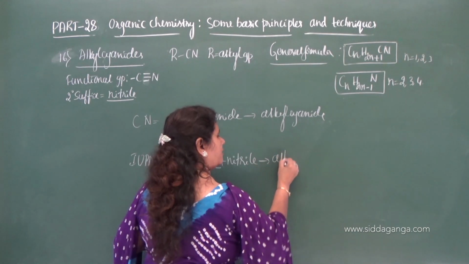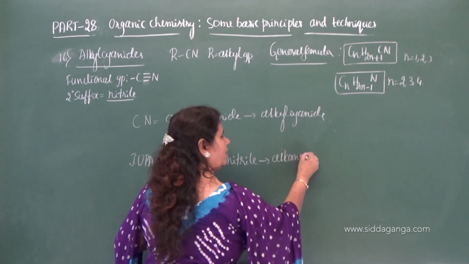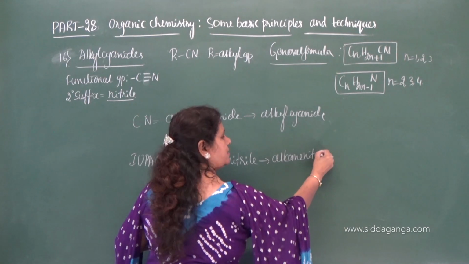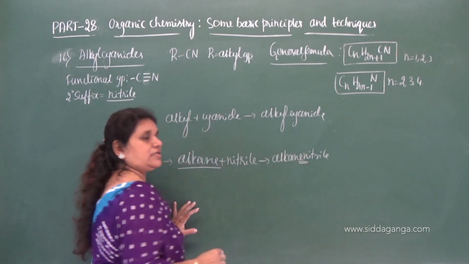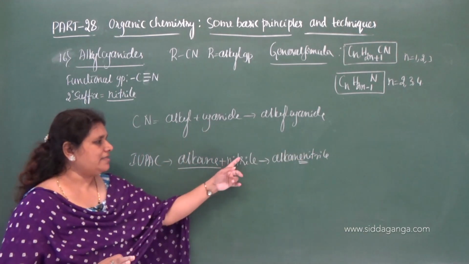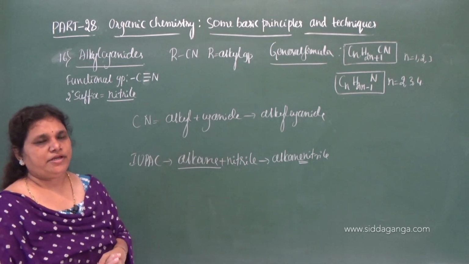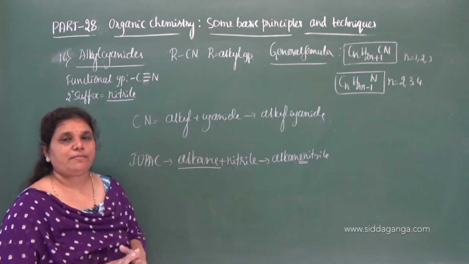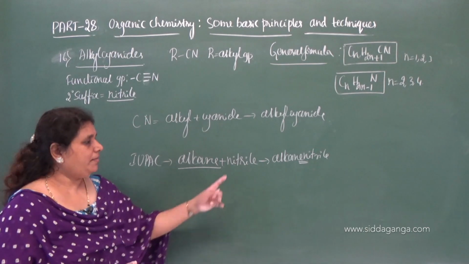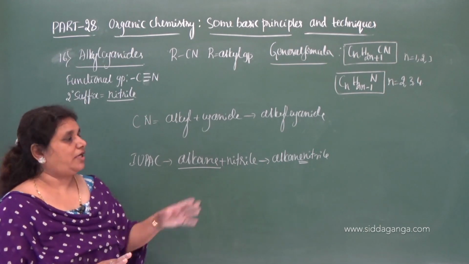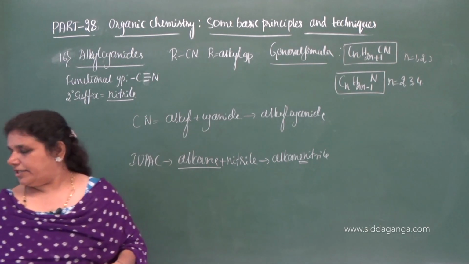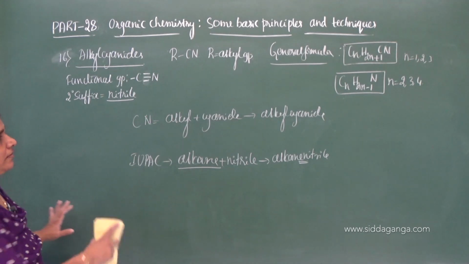Alkane nitrile, alkane nitrile. See here, the terminal E is not dropped while adding the secondary suffix to the primary suffix, because it is not a vowel. So you have to remember that. Let us move on to the examples.